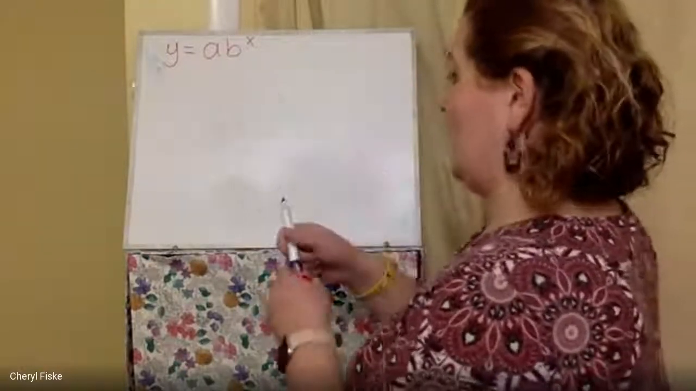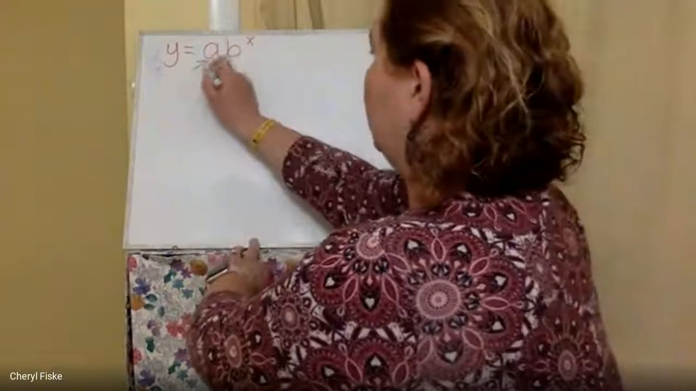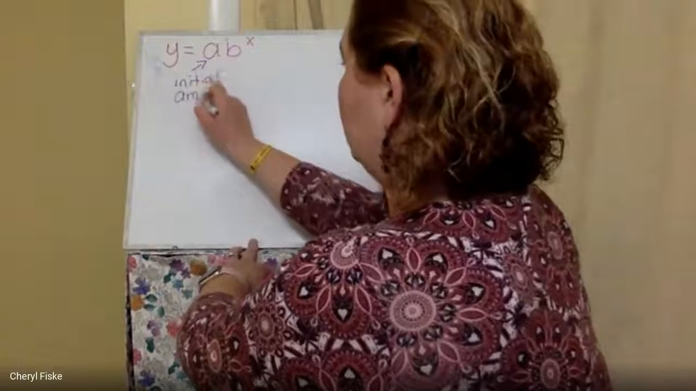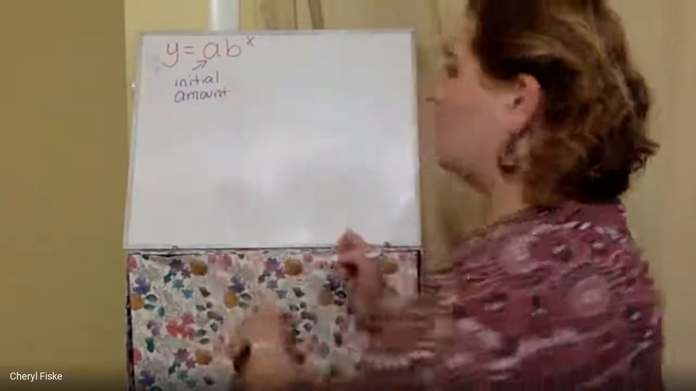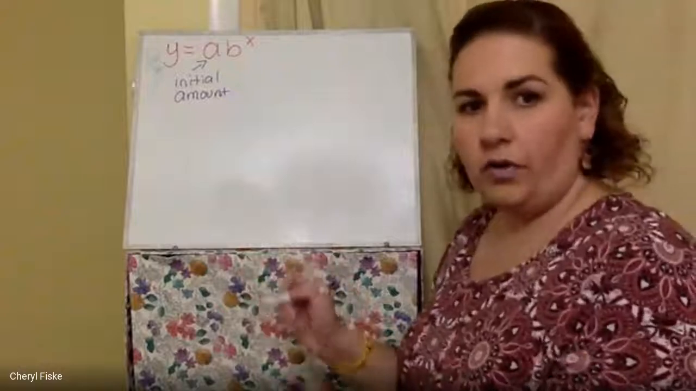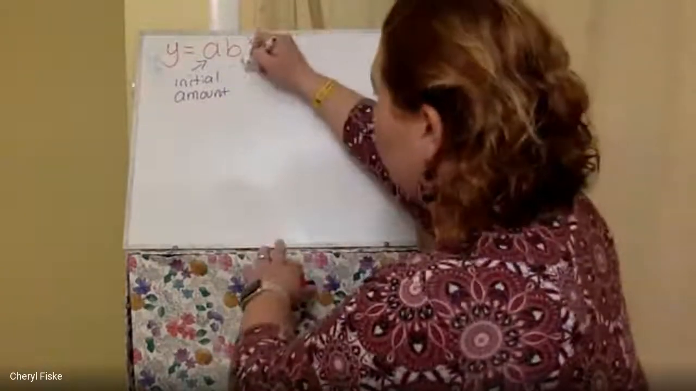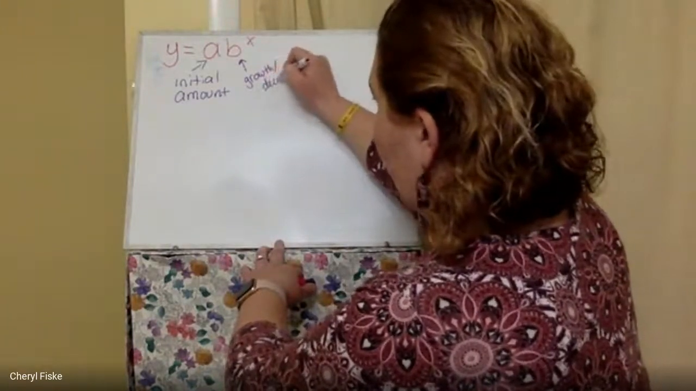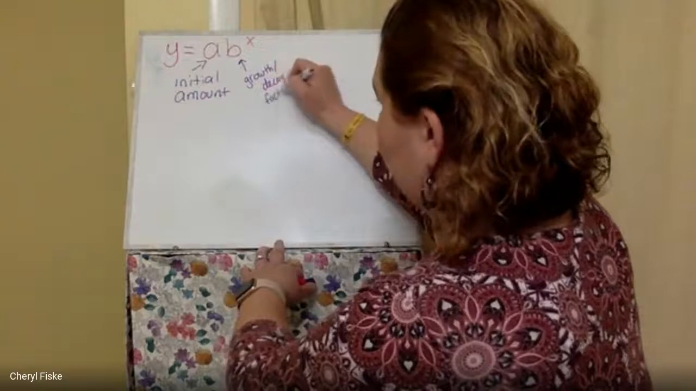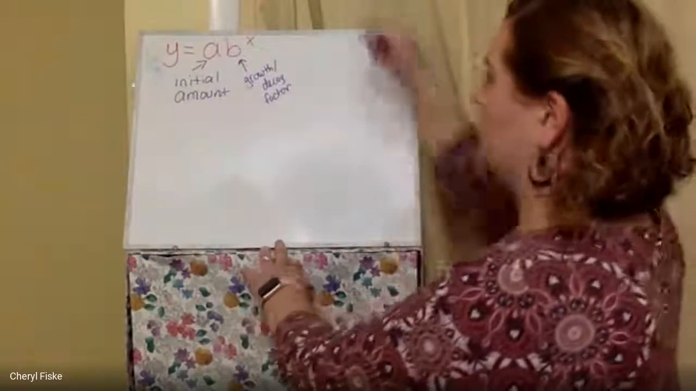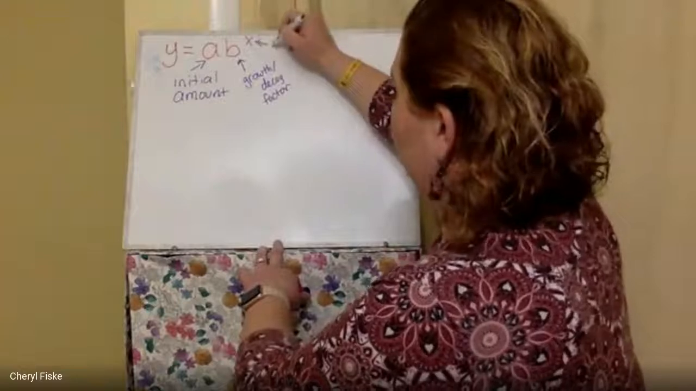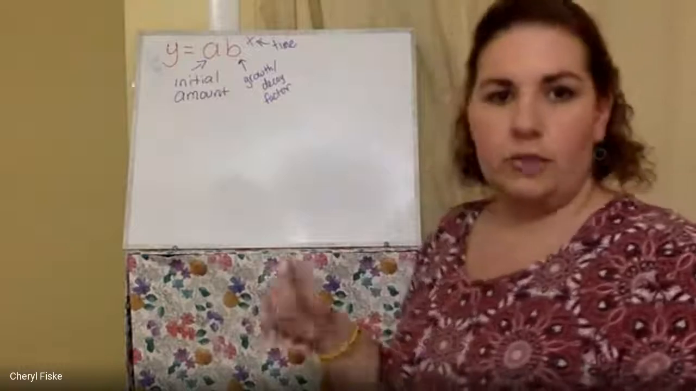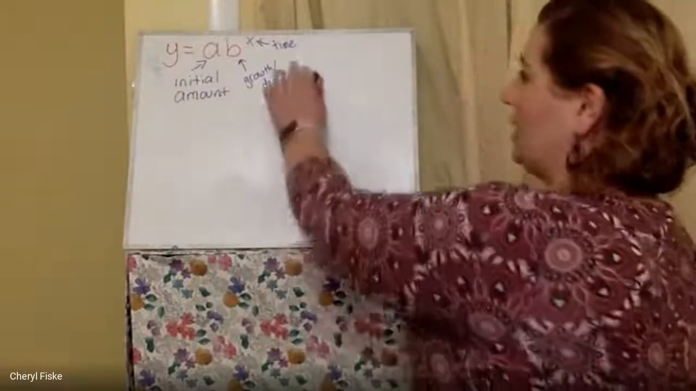So this A is your initial amount. So we start with $100 or we start with 5 people. That's your initial amount. This is your growth or decay factor. Most of the time it's a percentage, so it'll be in a decimal form. And then this is your time interval. Your number of years, 5 years. Your number of months, it'll be 2 for 2 months. That'll be your time interval.